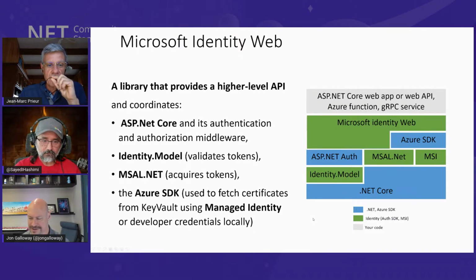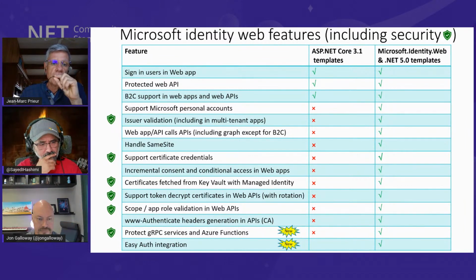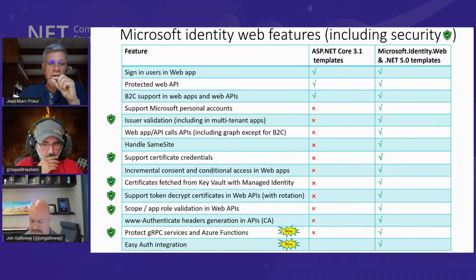So Sayed, if you want to present the next slide, that's what Microsoft Identity Web and these new templates bring you. So I think it's interesting to see. With the ASP.NET Core 3.1 templates from ASP.NET, you can create a web app that signs in users, and create a protected web API, which needs to be called with security tokens, and that supports B2C. And that was it. What the new Microsoft Identity Web templates bring is the support for personal accounts, these MSA accounts, which I was mentioning.